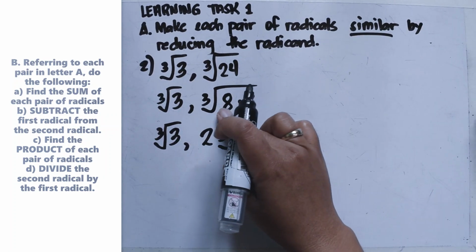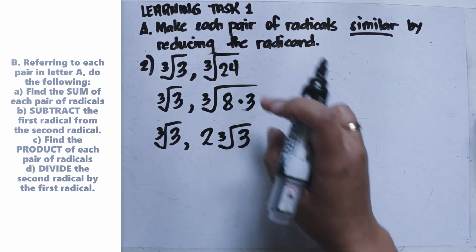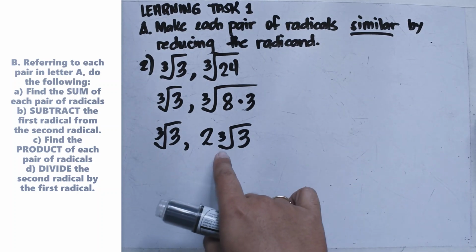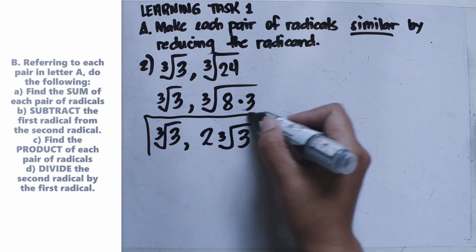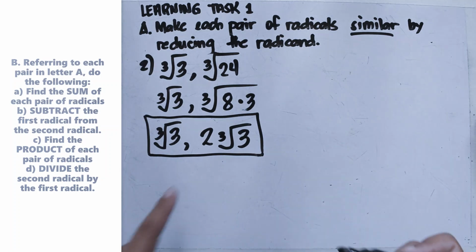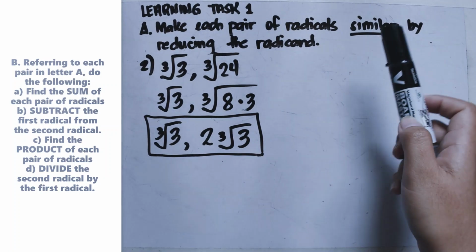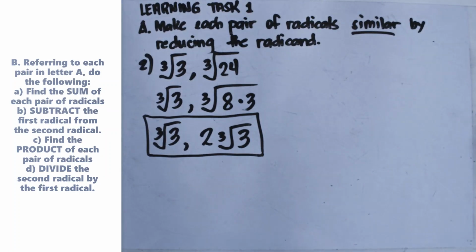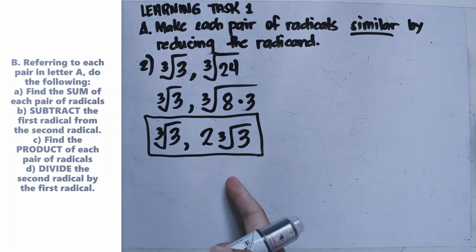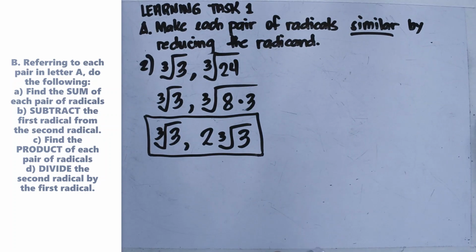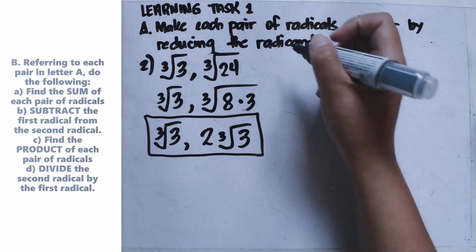So ito na po yung pinaliit na version ng ating cube root of 24. We have 2 cube root of 3. So ito na po yung ating similar radicals. Nakuha. Yan po yung ating answer sa letter A na gagawin nating similar radicals. Now, ito na po yung gagamitin natin to solve for letter B in your learning task number 1, yung 4 po. So, doon na agad tayo sa letter A.